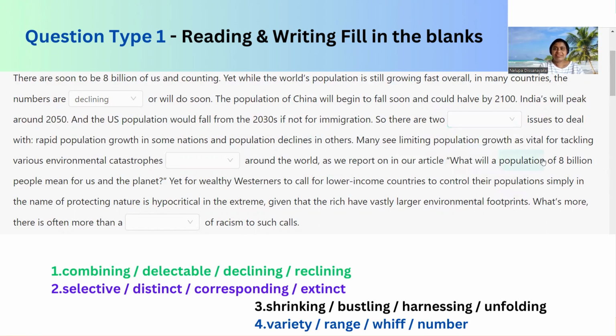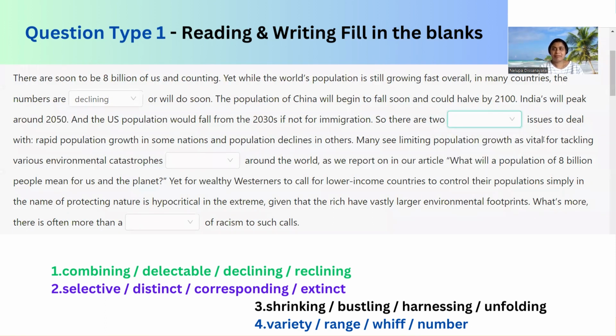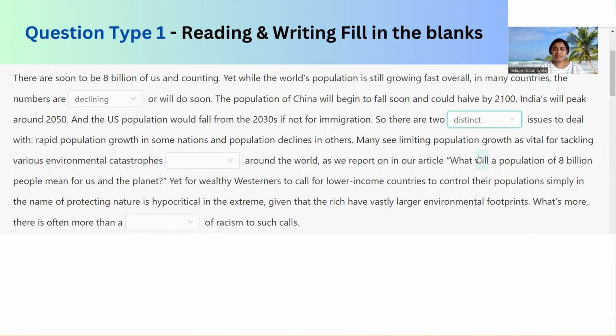Distinct issues. Distinct is clear. We have two clear issues. So actually this can go in here. We will see what the other two answers are. Corresponding issues. Here, extinct. Extinct is no longer existing. So now it's going to disappear soon. So we cannot say two extinct issues to deal with. So either distinct or corresponding. Now corresponding is comparable or equivalent. These are not equivalent issues, they are clearly two different things that we have to deal with. So we have to select distinct here. This is clear, two distinct and clearly obvious issues that we have to deal with here.